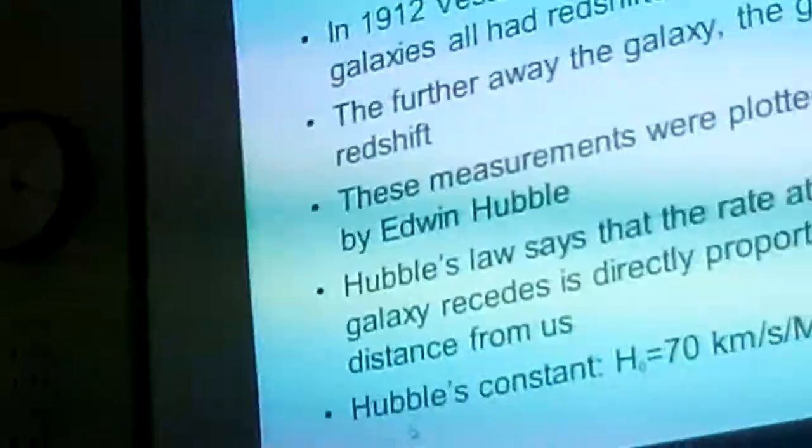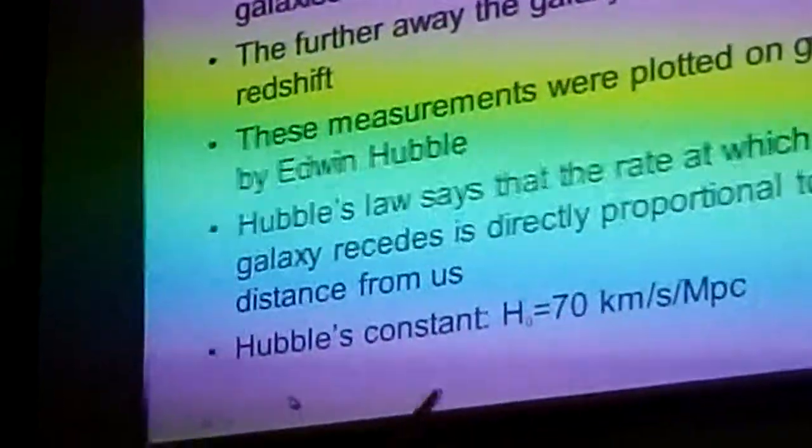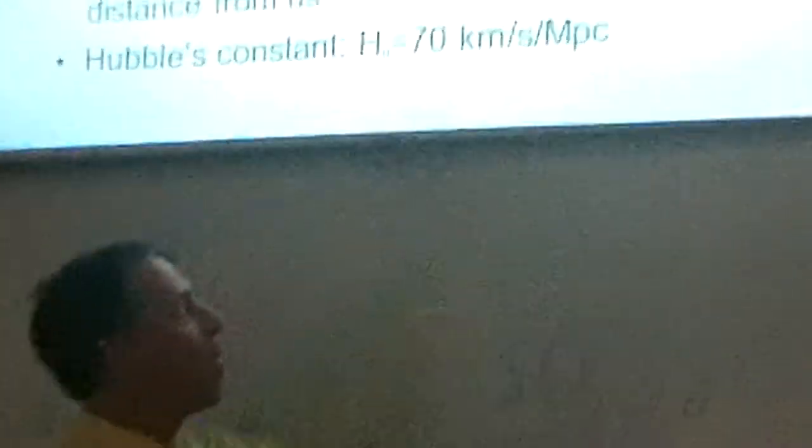So we call that Hubble's law. Hubble figured out how fast the universe is expanding. This is Hubble's concept: 70 kilometers per second per megaparsec.